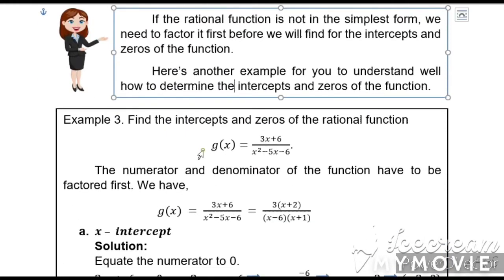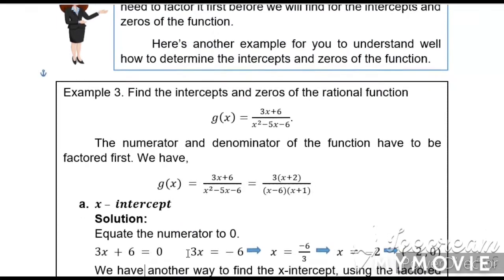Let's now have example number 3. Find the intercepts and zeros of the rational function g of x is equal to 3x plus 6 over x squared minus 5x minus 6. So the numerator and denominator of the function have to be factored first. So we have g of x equals 3 times quantity x plus 2, when you factor out the 3, all over x squared minus 5x minus 6. You can have x minus 6 times x plus 1. These will be our factors.